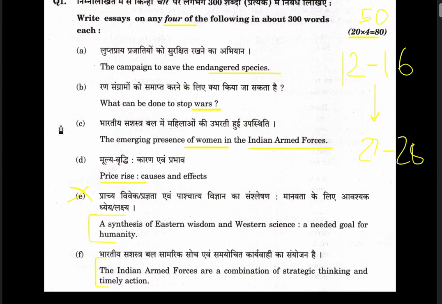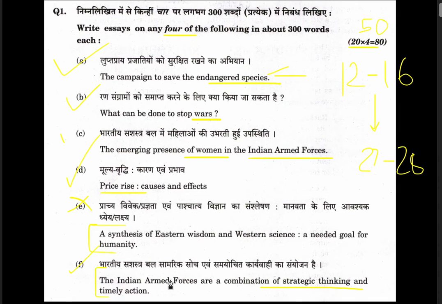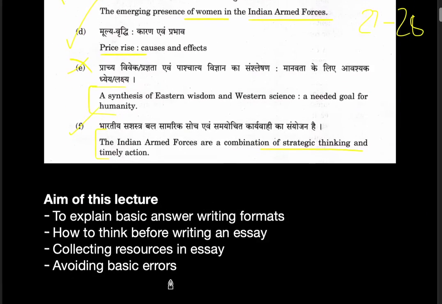Either you could have gone for what can be done to stop wars, endangered species. आप बहुत सारे एग्जाम्पल्स लिख सकते हैं इसमें जो आपने सुने होंगे, टाइगर, एलिफेंट, वल्चर. प्राइस राइज, कॉज एंड इफेक्ट, इंडियन आर्म्ड फोर्सेस. This is also a very nuanced topic if you want to score 10 out of 20. But yeah, if you write average also, you'll get 5 to 6. But yeah, I will teach you how to break down and write it. This will come into the nuanced lecture which I will take. This is for beginners, so we'll see.